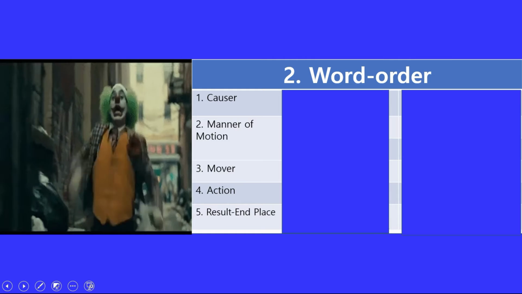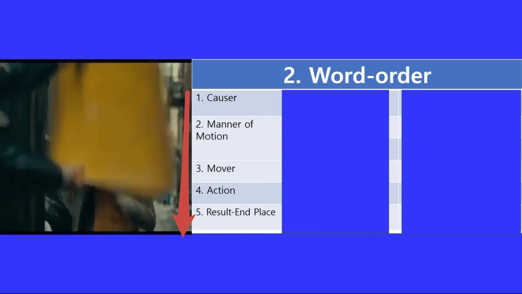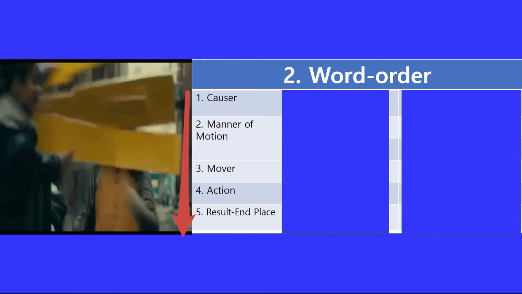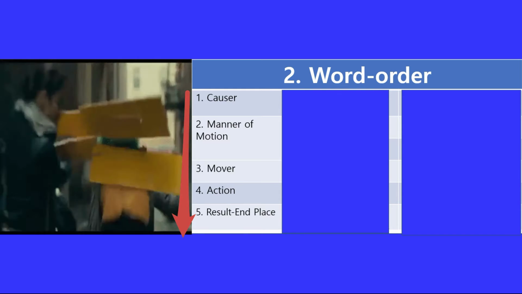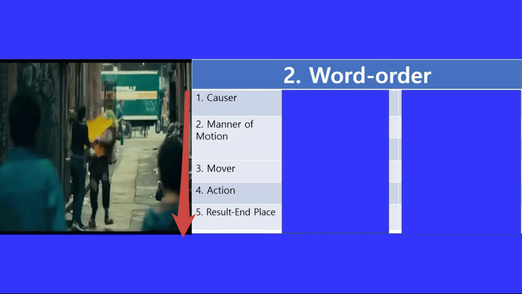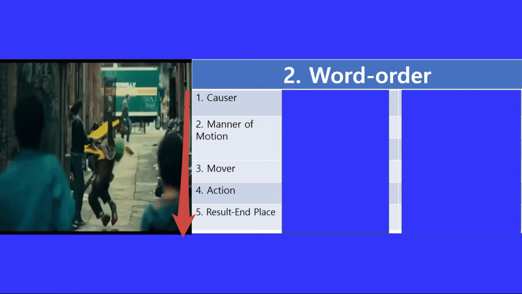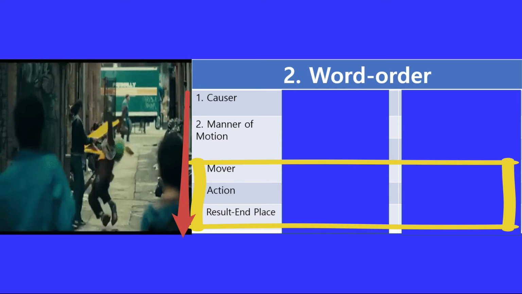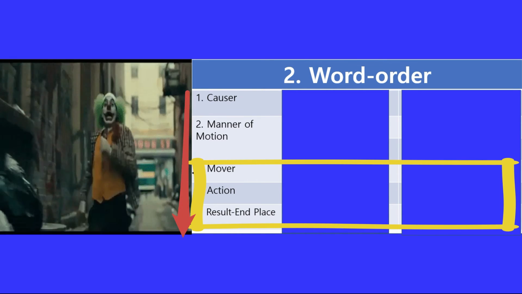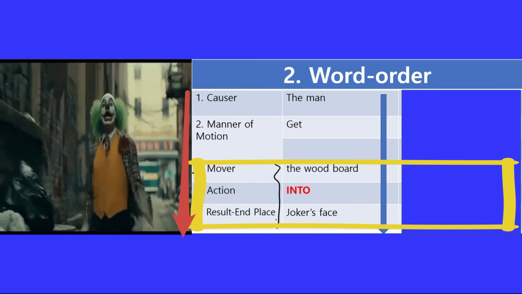Let's find out the word order. So you have to just sequence the components into this kind of word order. The first thing that should come is the causer. And as we talked about, this picture's causer is the man, and the manner of motion is get or smash, right? And the mover is the wood board. The wood board moved, and the action is about the friction, and in this case the action word is into. And the result and place is joker's head, joker's face, right? So mover, action, result, and place. These three things are combined very intact. So the man get the wood board into joker's face, right?